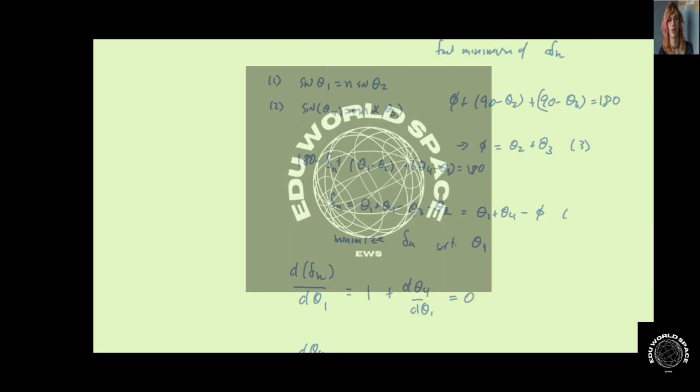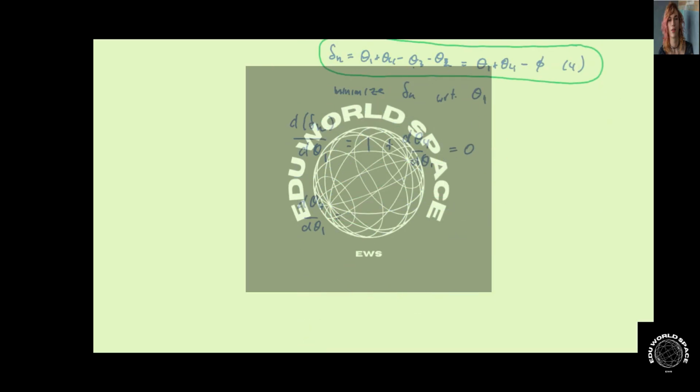So we have to calculate this. So I'm going to number the equations that I've got up here: 1, 2, 3, and 4. So let's calculate d theta 4 d theta 1.